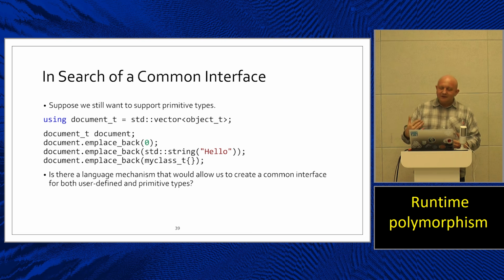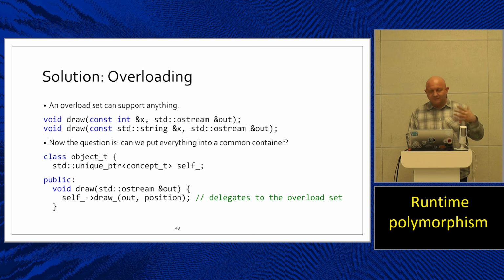So maybe the interface should not live inside the objects at all. Maybe it should live outside as a set of overloaded free functions. An overload set can support anything, and if this exists and this exists, the compiler knows how to select the correct one. But can we store now? Second bullet, hidden storage. Can we store different types in a single container while delegating to that overload set? And now we are back to type erasure, but this time we use language facilities instead of replacing them.